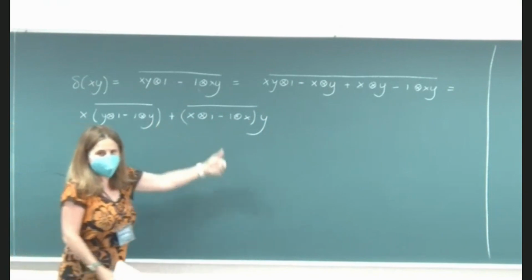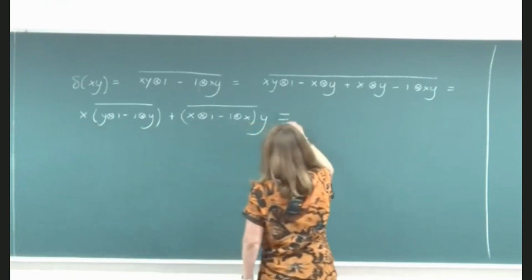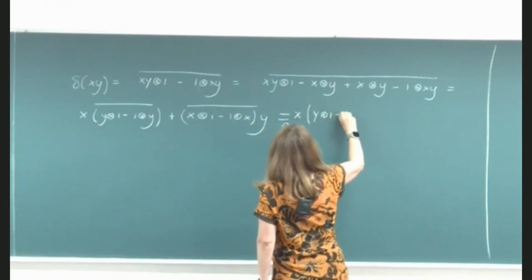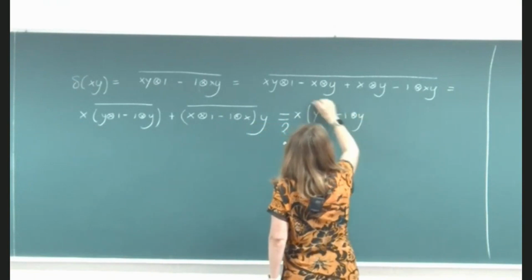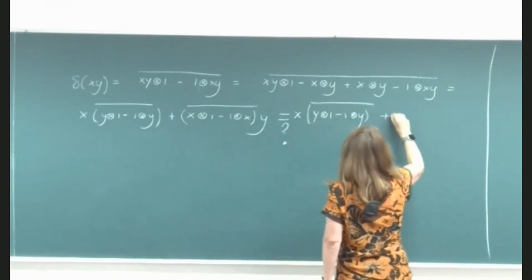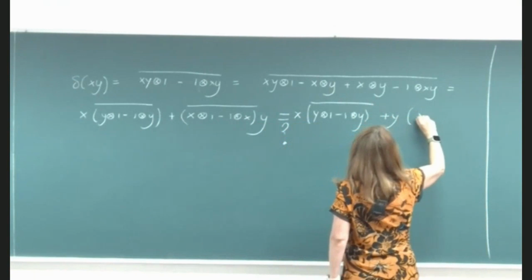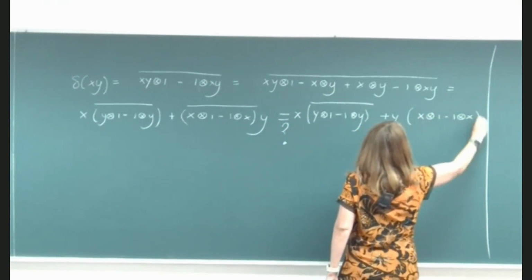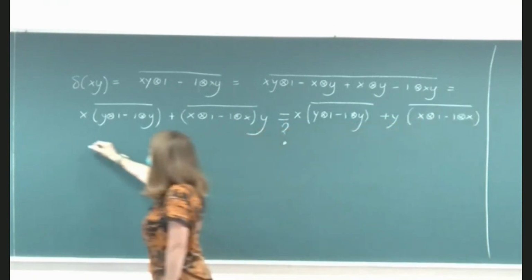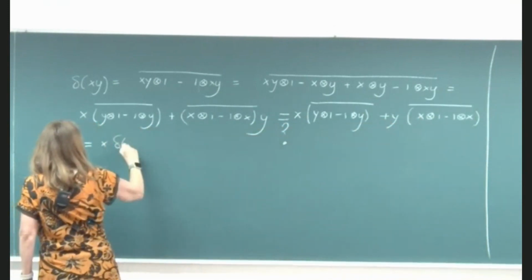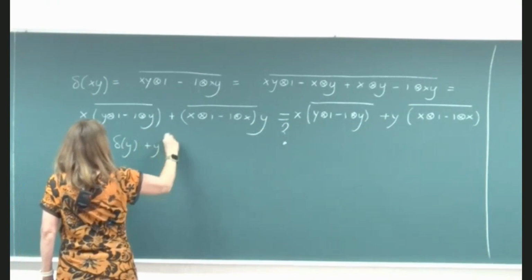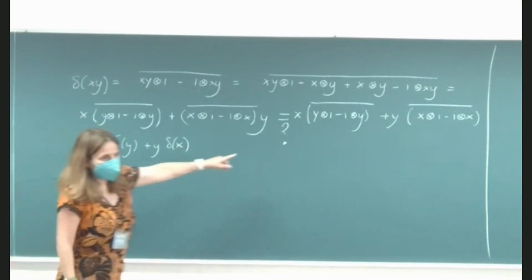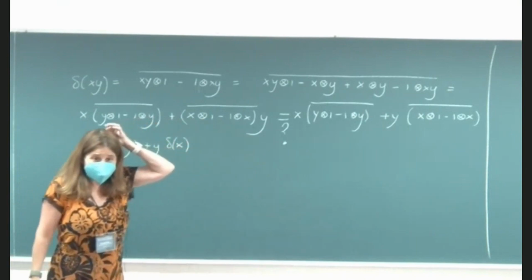So that's the main thing, what I didn't explain well last time: why can I do this, and then say x delta y plus y delta x? Okay? So I want to explain the question mark. And the reason is simple.